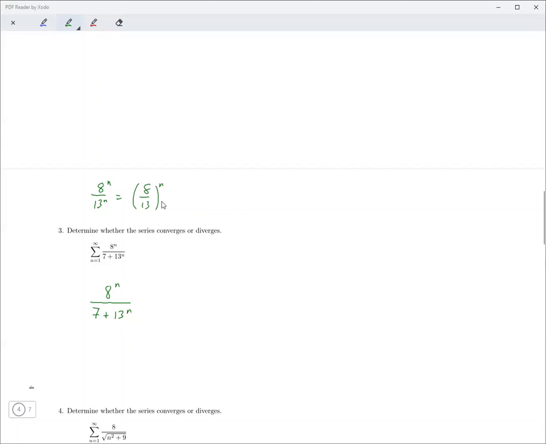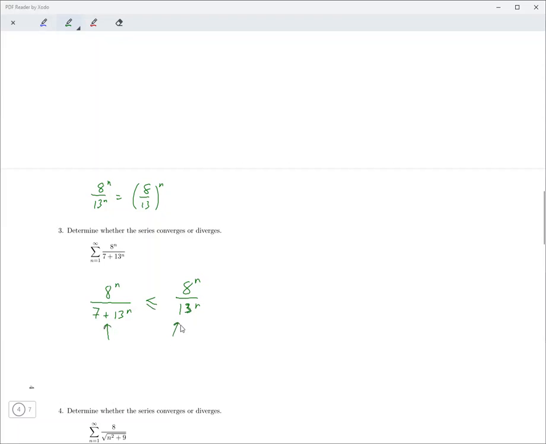Now, because we added something in the denominator, we know that this is less than 8 to the n over 13 to the n. What happens here is this denominator is bigger than that denominator, because you're adding a 7, which the other one doesn't have. So this is smaller, which means that the overall fraction, this one is larger than this one. So we could also say that right there.